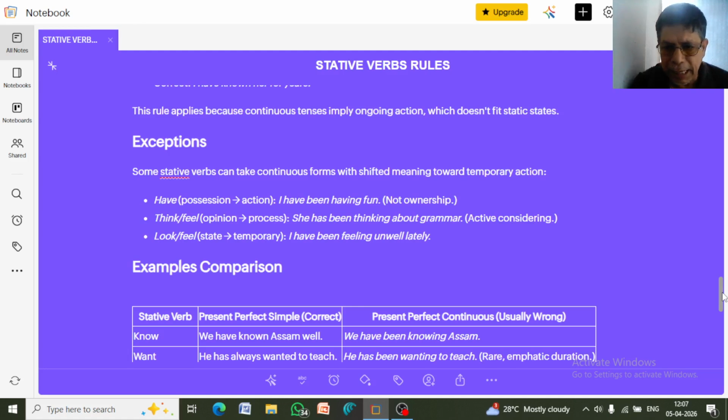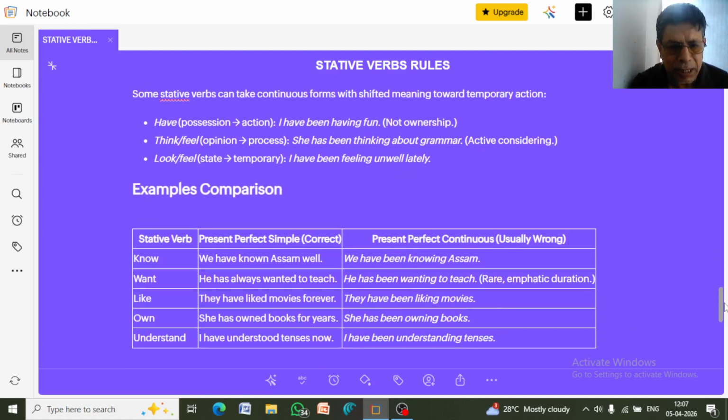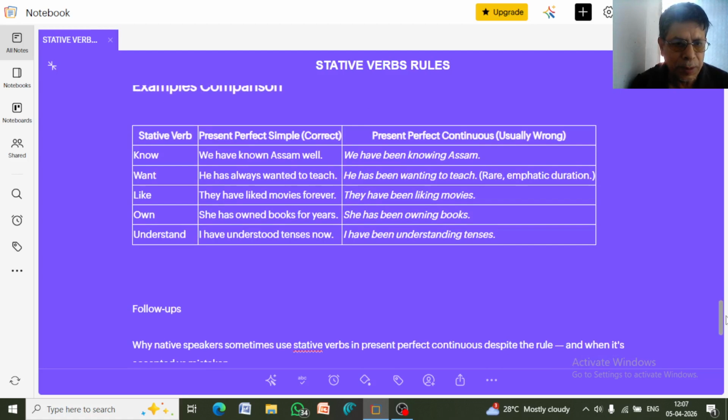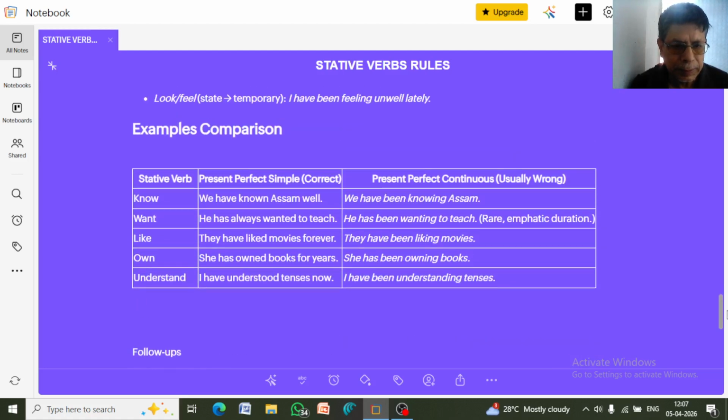Now, examples and comparison of these verbs. Now, stative verb, then present perfect simple, which is the correct form, and present perfect continuous, usually wrong. Now, the stative verb is know. We have known Assam well. Correct. But we have been knowing Assam, wrong.